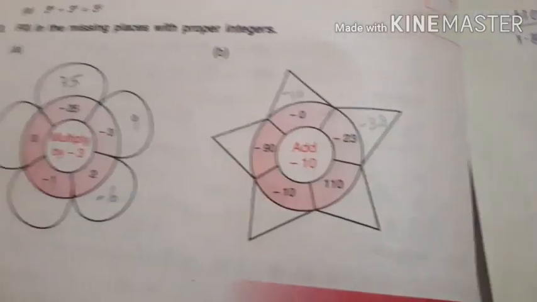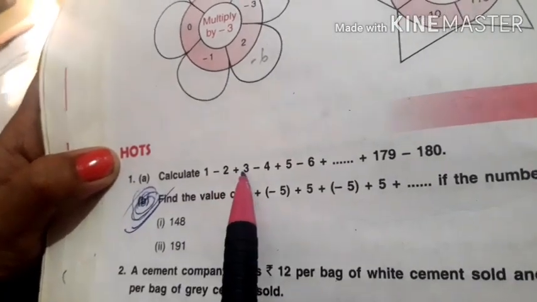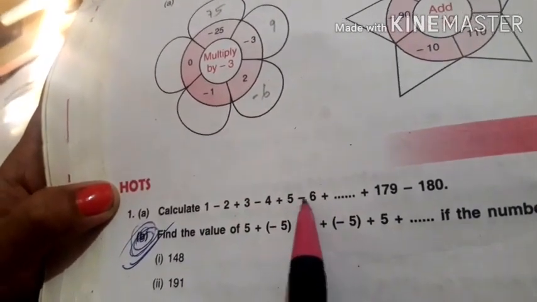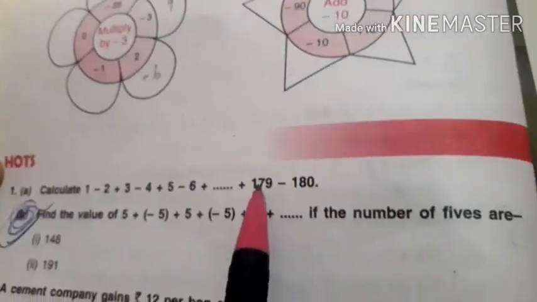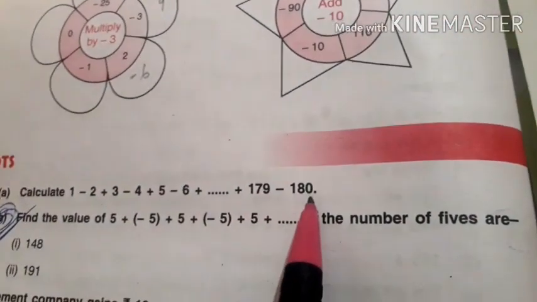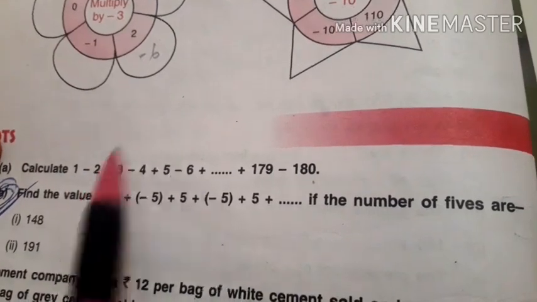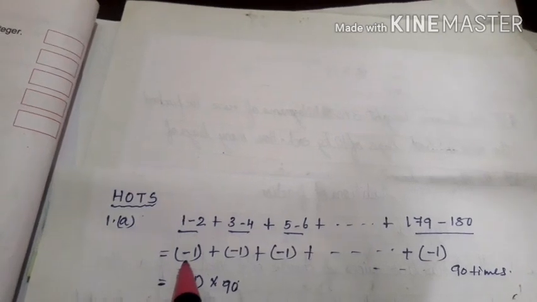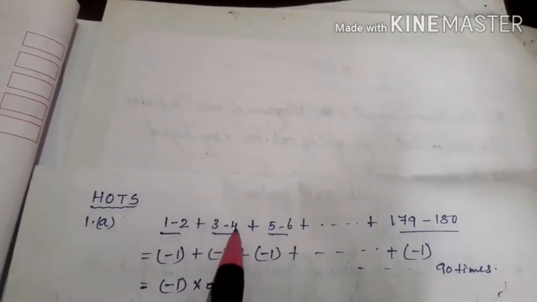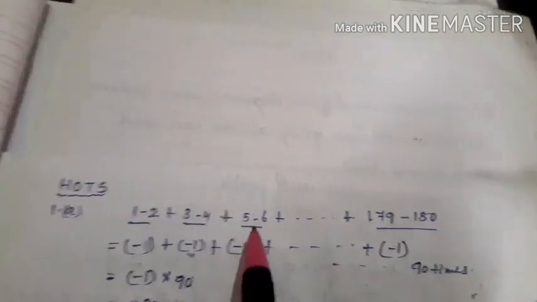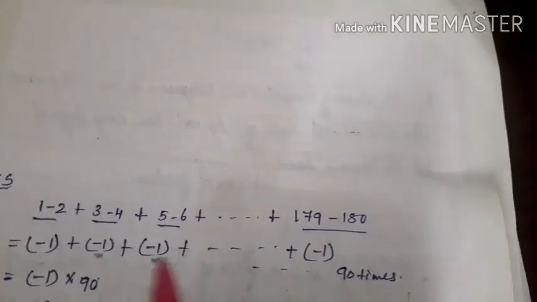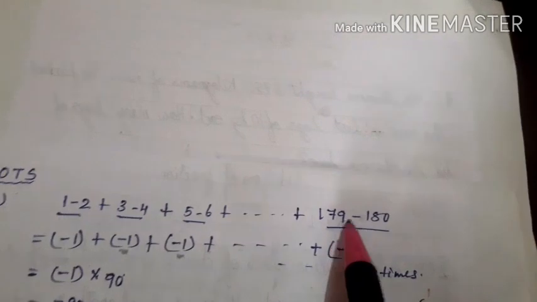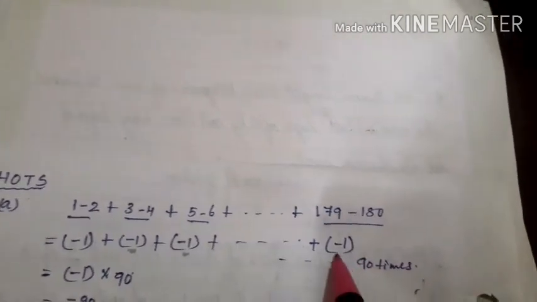Okay, then let's move to the HOTS. See the HOTS question. Calculate 1 minus 2 plus 3 minus 4 plus 5 minus 6 plus up to 179 minus 180. See how to calculate this. First we will take them as one pair. 1 minus 2. What will be the answer? -1. Then plus 3 minus 4 is -1, plus 5 minus 6 is -1, up to 179 minus 180. What is its value?